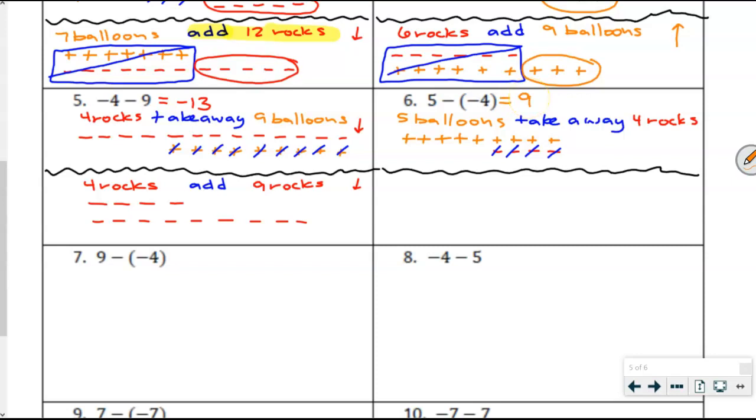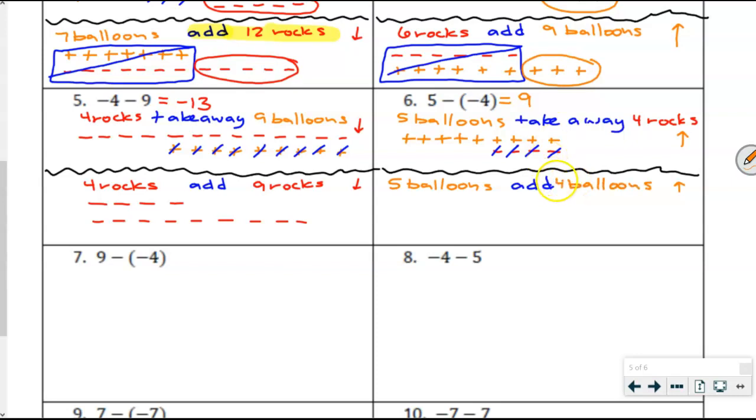What is the second way to do this problem? Well, we still start in the same place. So this is 5 balloons. But when I take away rocks, I realize the basket goes up. So I am going to make the basket go up by adding balloons.